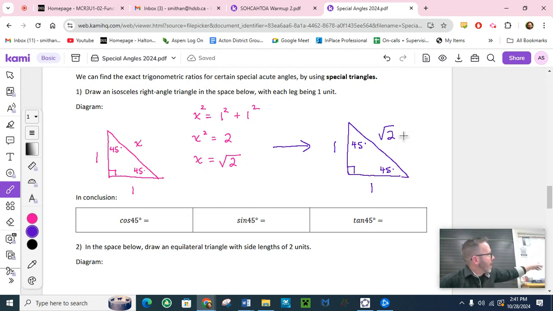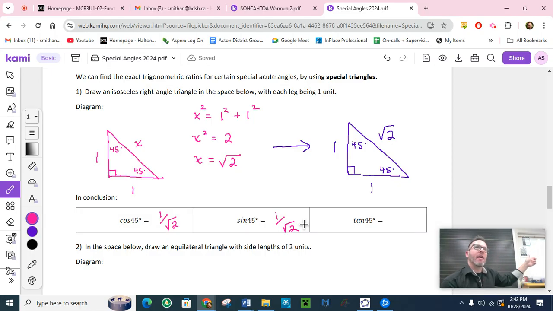Now, having those, we can actually just state exactly the values of sine, cos, and tan. Cosine 45. Let's just pick the bottom right one. Would you guys agree the adjacent side is 1? The hypotenuse is root 2, making the cosine of 45 degrees exactly 1 divided by root 2. This is the exact value of cosine 45. It's also the exact value of sine 45 because the opposite is also 1. 1 over root 2 is the exact value of sine 45.